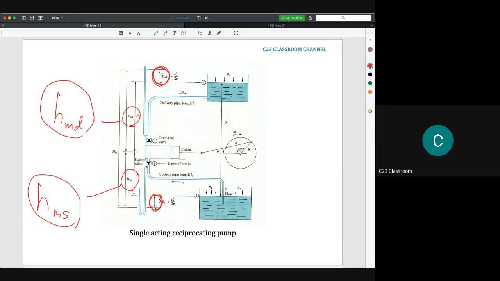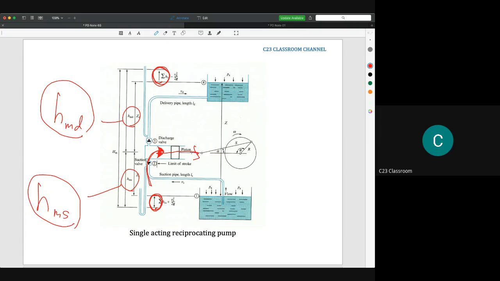Okay, but in reciprocating pump, in piston pump, we are not using Bernoulli equation. The idea is why we cannot use Bernoulli equation in piston pump: because the flow nature of piston pump is not continuous. What is the meaning of not continuous? As you know, when the piston moves backward like this one, it sucks water into this space, into this volume, so there is no discharge.